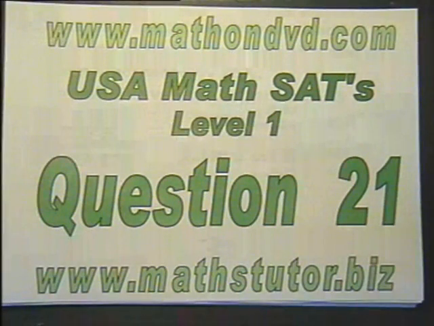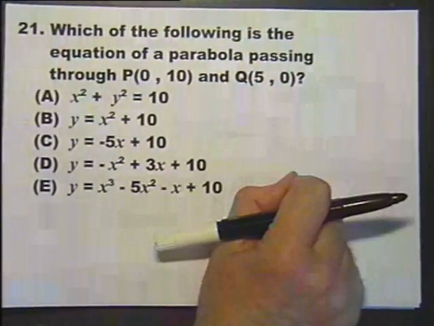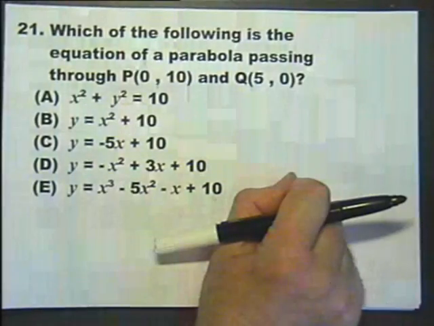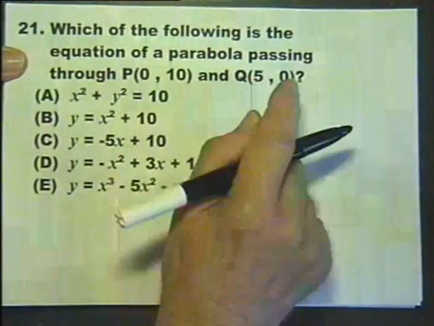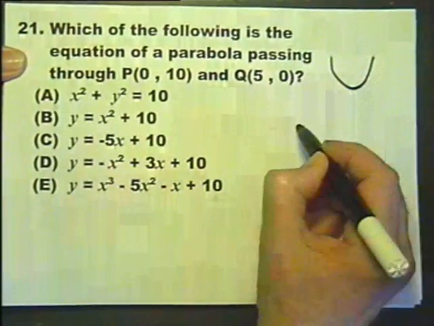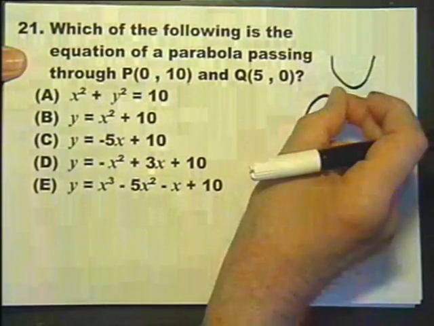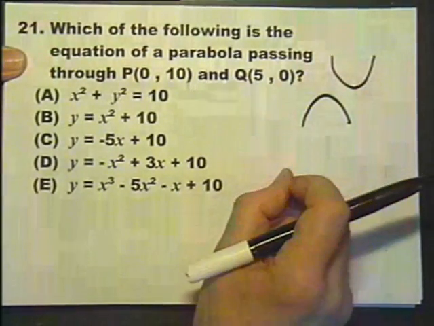Math SATs Level 1 Question 21. Which of the following is the equation of a parabola which passes through these 2 points? Now a parabola is a graph like that, or up the other way like that. It can be squashed in or pulled out, but it's still a parabola.